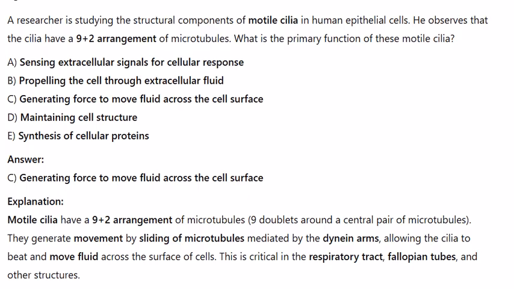C. Generating force to move fluid across the cell surface. D. Maintaining cell structure. E. Synthesis of cellular proteins. Answer: C. Generating force to move fluid across the cell surface.